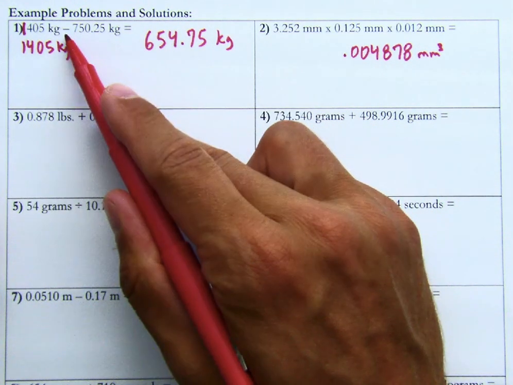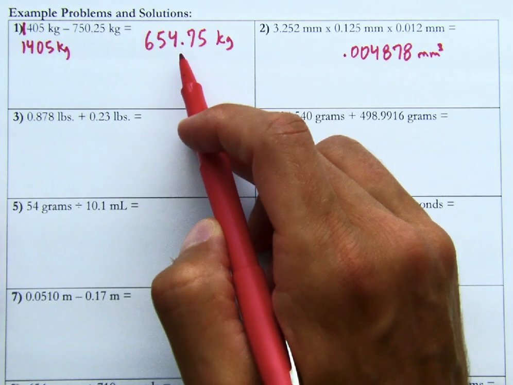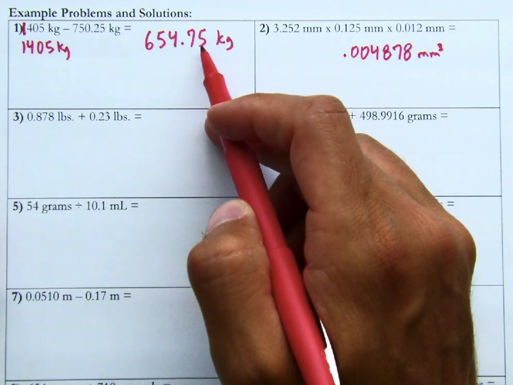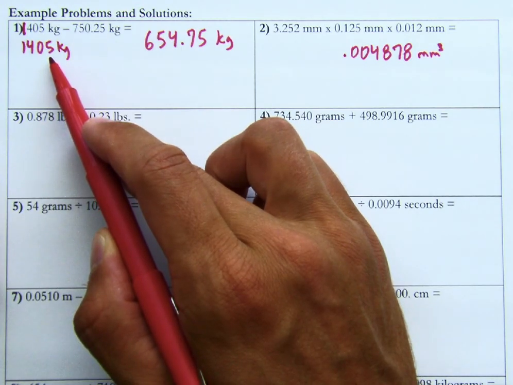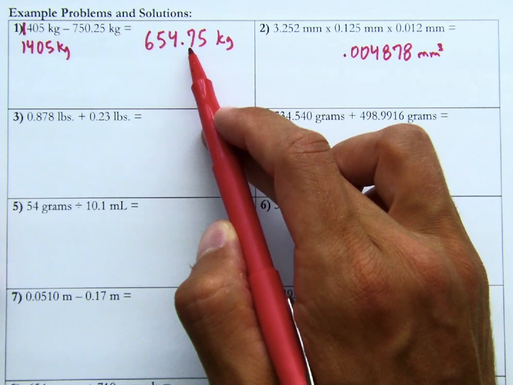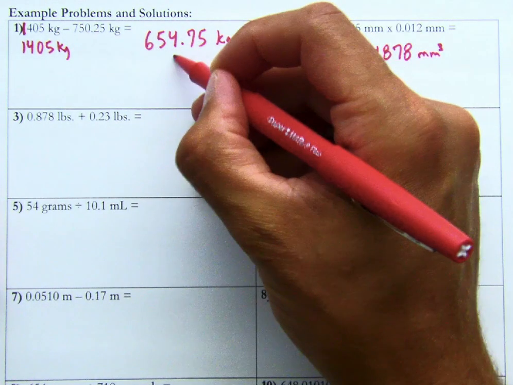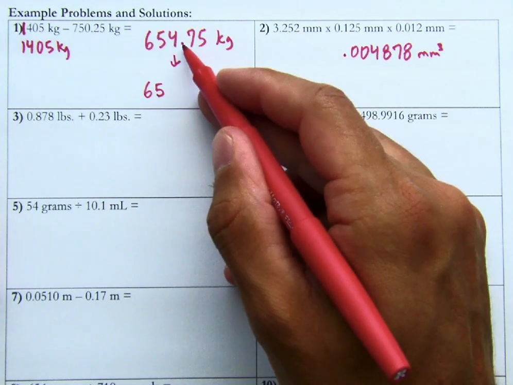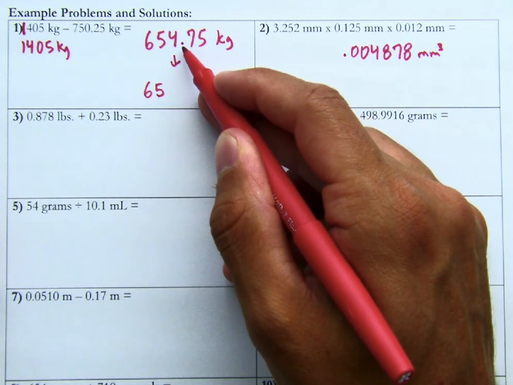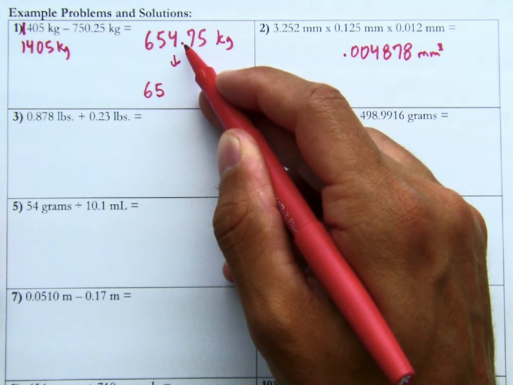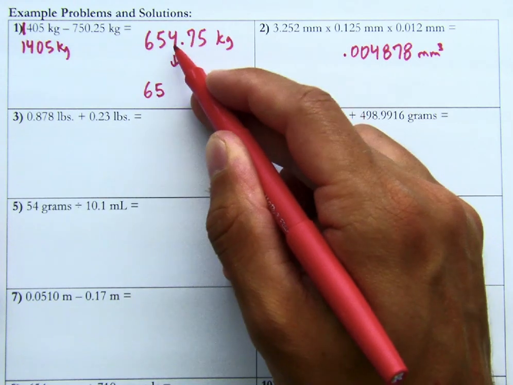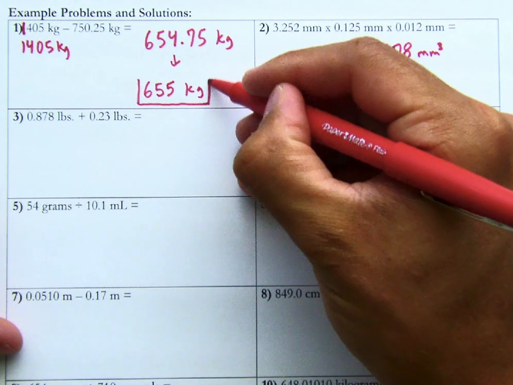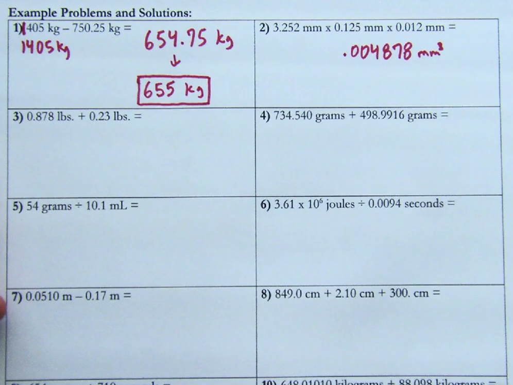This first problem was addition or subtraction. Our answer cannot have more numbers after the decimal point than the measurement with the least amount of numbers after the decimal point. So this measurement has no numbers after the decimal point. That means our answer can have no numbers after the decimal point. So we're going to round to 650, and are you going to say, oh, 654? Well, if you look at this number, is it closer to 654 or is it closer to 655? This number is more than 5, so that means this rounds up to 655. All right, so that is rounding it to the correct number of significant figures.